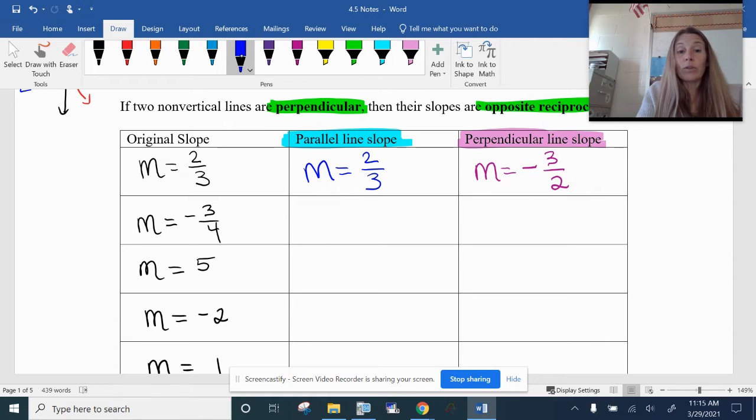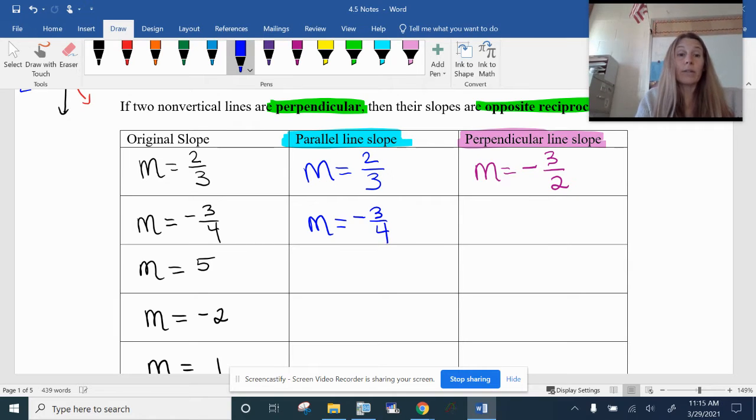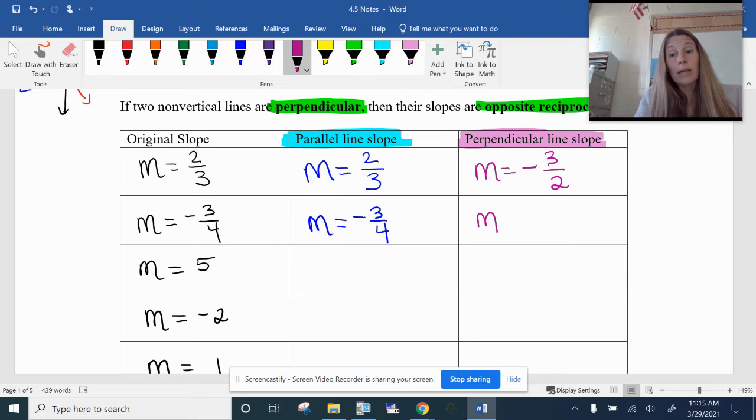So let's take a look at the next one. If my original slope is negative 3/4, and I'm going to write the equation for a parallel line, then my slope will also be negative 3/4. There's no change. Exactly the same sign, the same numbers, everything. But if I want to write the equation for a line that's perpendicular, I need to change that sign from negative to positive, and I need to write the reciprocal, which would be 4/3.